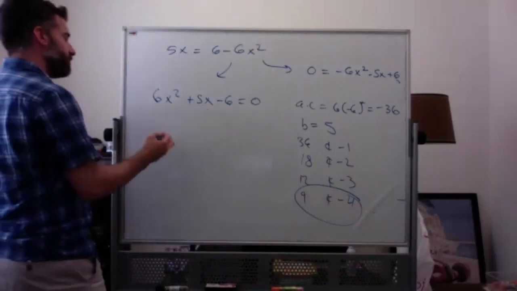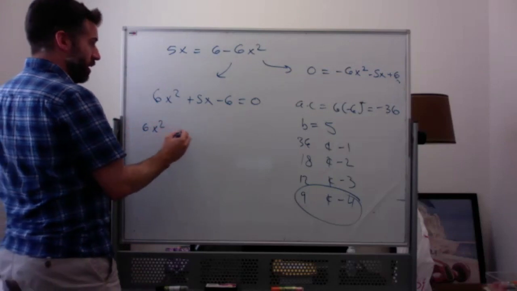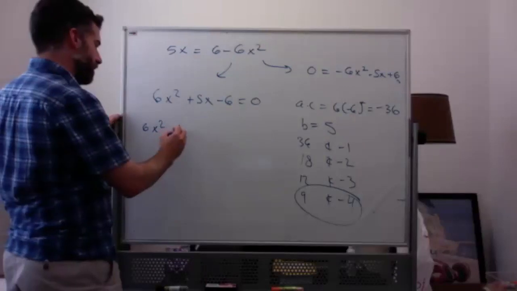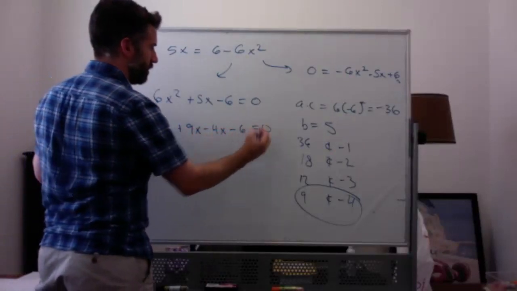So this one, I'm going to rewrite as 6x squared. And now you can make either choice. You can either write plus 9x minus 4x minus 6 equal to 0.